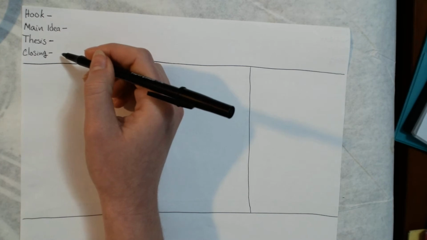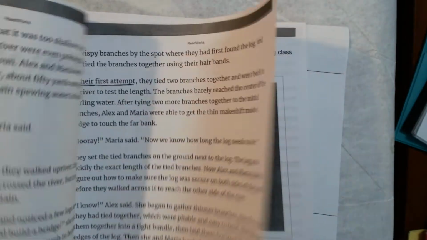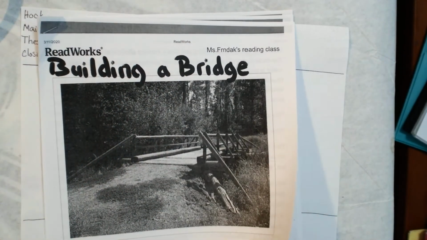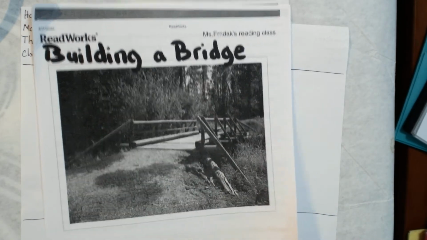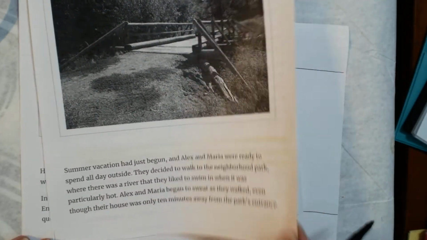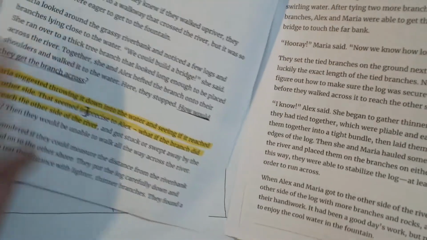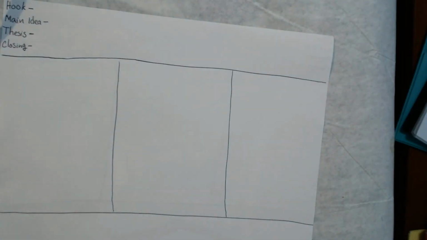So, we read Building a Bridge and Who Needs a Better Mousetrap. You've read these texts a couple of times by now, probably. So, I looked through my paired passages and I found evidence in my text that I wanted to use in my thesis. Remember that the thesis is going to be about what the prompt is asking. You've noticed I've highlighted some of my ideas. Let's go back and think.